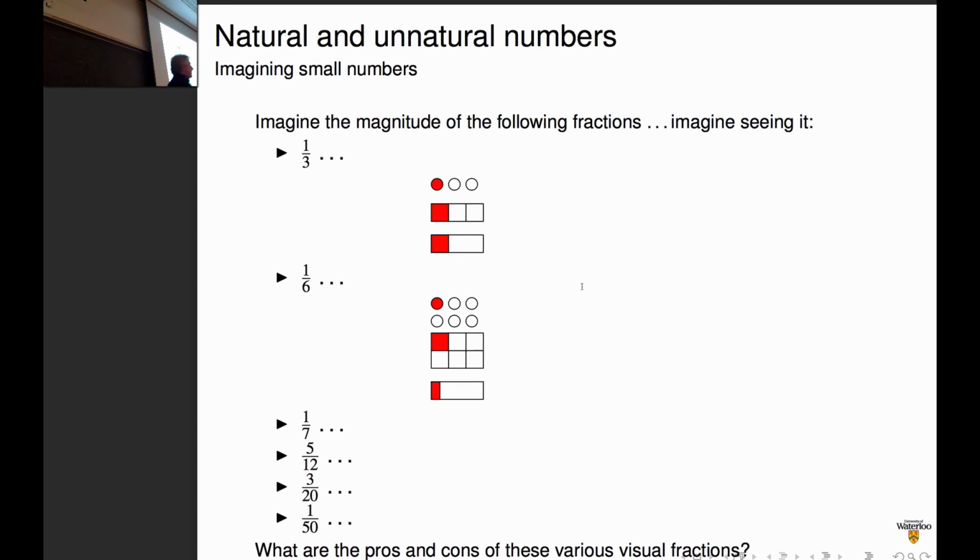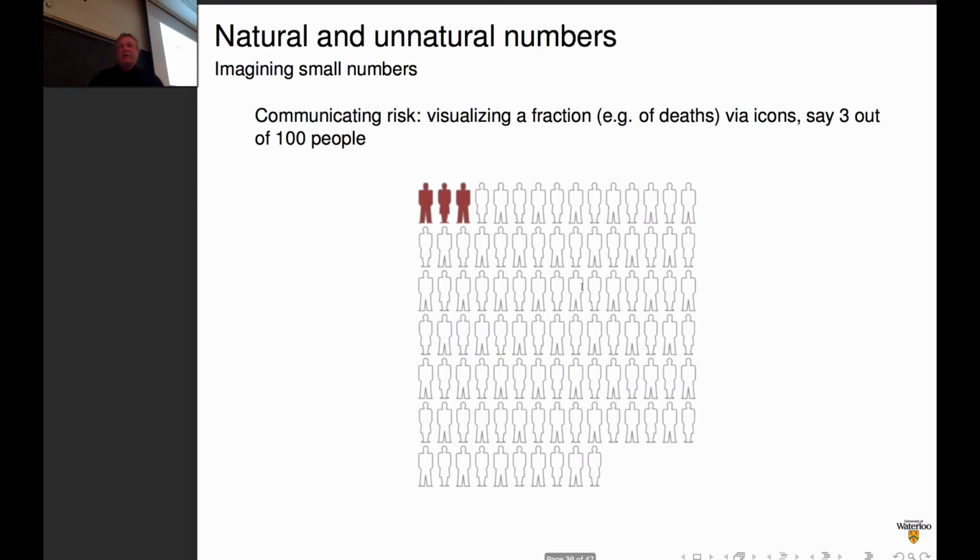So communicating risk. People communicate risks as a visual fraction. This gives people a much better sense of, say, the probability of a death or probability of getting a disease, et cetera. If you tell them 3 out of 100, they may have difficulty appreciating what that is. But you put up 100 icons of people, and you color 3 of them, they've got a much better immediate sense of what 3/100ths is. Okay? So you're trying to communicate that information.